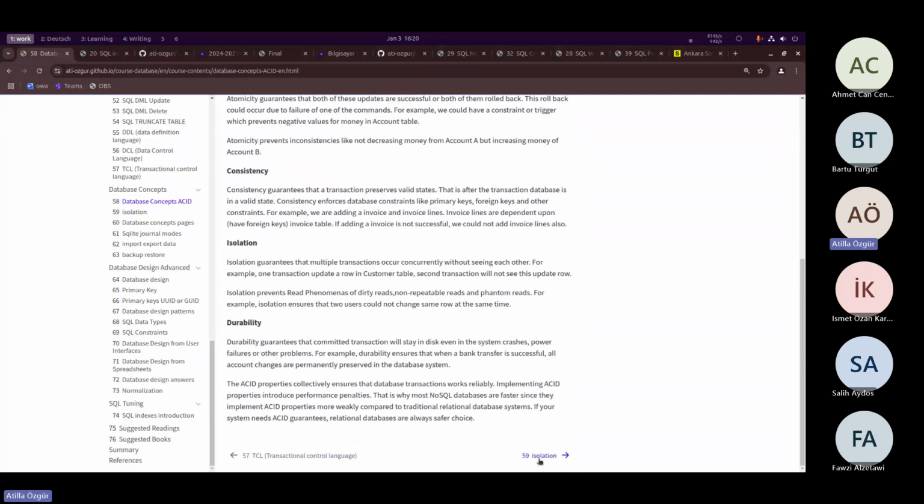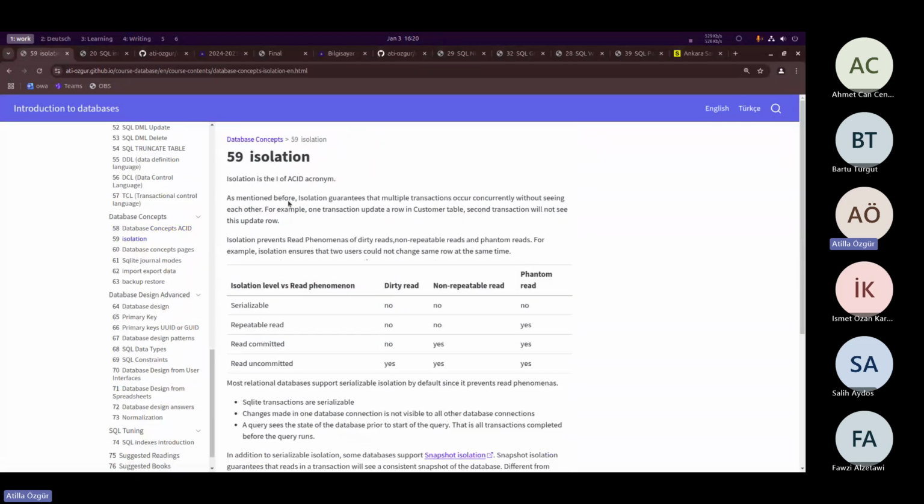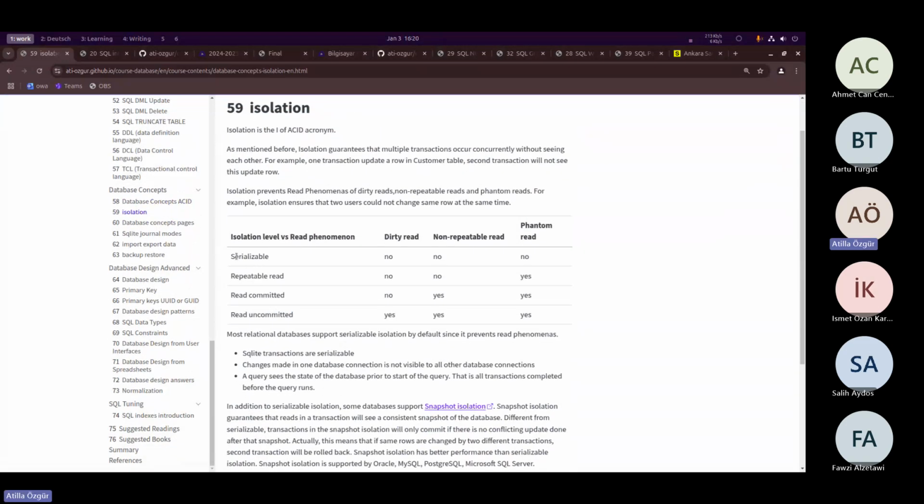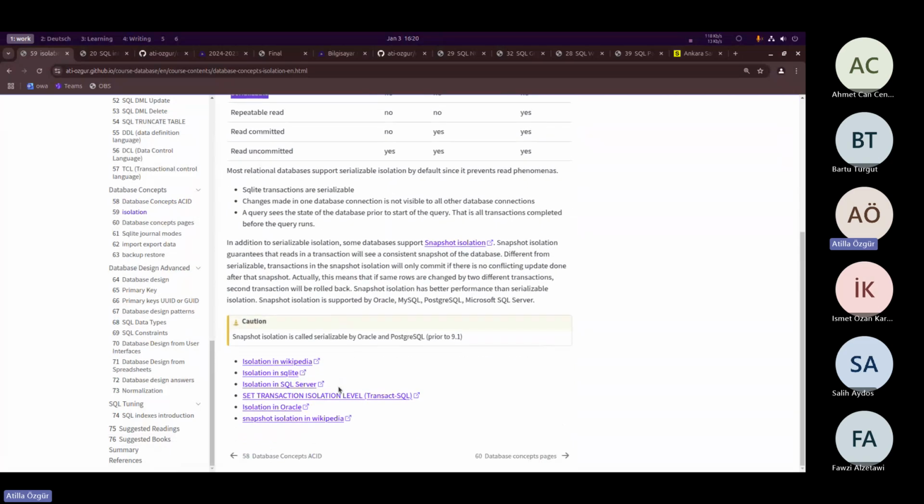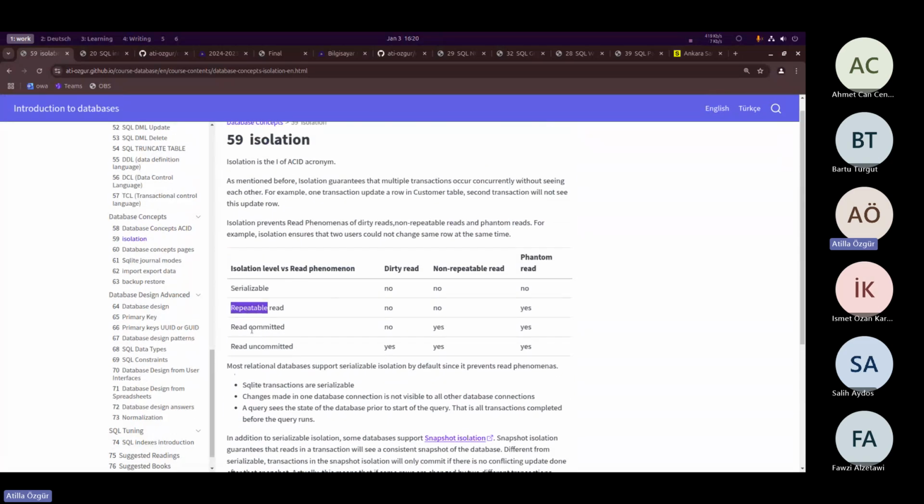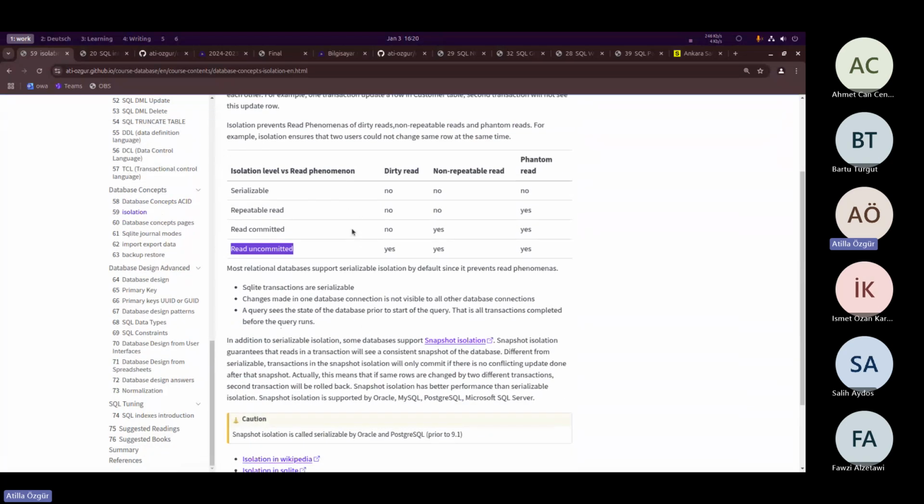And again, it is an important one. We have talked about the isolation perspective. For our purposes, SQLite works with the serializable perspective, and we have talked about repeatable read, read committed, and read uncommitted perspectives in our database, and this is how they should work.